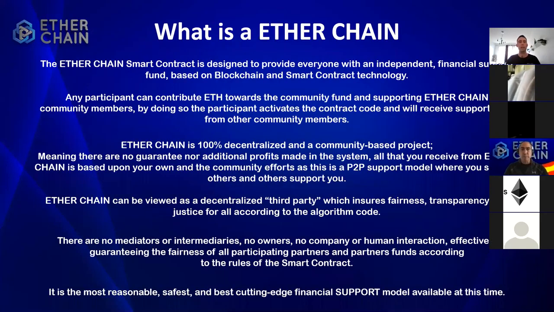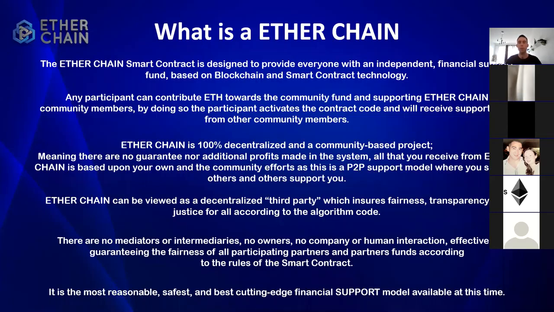Now, what is EtherChain? The EtherChain smart contract has been designed to provide everyone with an independent financial support fund based on blockchain and smart contract technology. Any participant can contribute Ethereum towards the community fund and support the EtherChain community members. By doing so, the participant will activate the contract code and will receive support back from other community members. EtherChain is 100% decentralized and a community-based project. That means there is no guarantee nor additional profits made in the system. All that you receive from EtherChain is based upon your own and the community's efforts, as this is a peer-to-peer support model where you support others and others support you.